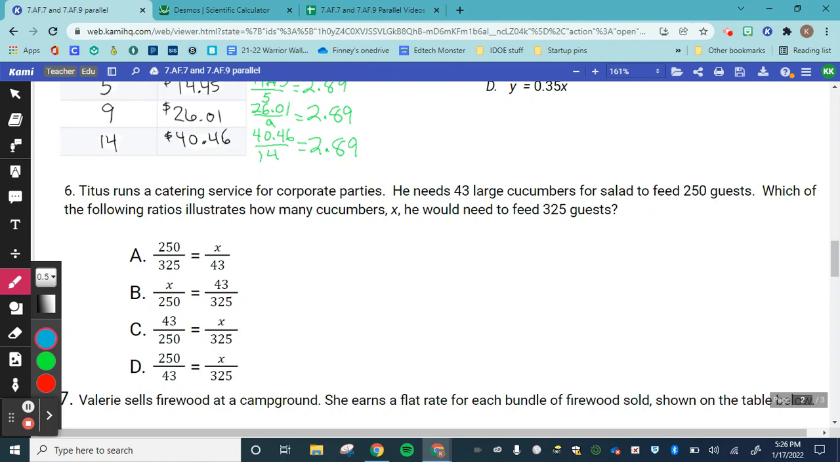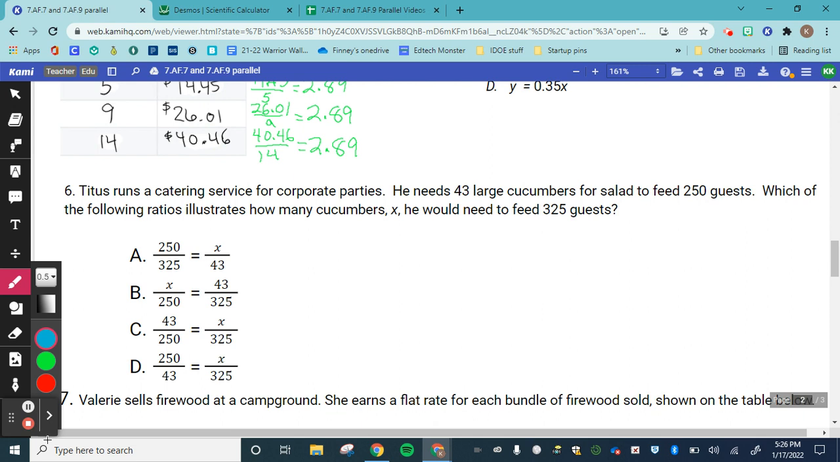Question 6. Titus runs a catering service for corporate parties. He needs 43 large cucumbers for salad to feed 250 guests. Which of the following ratios illustrates how many cucumbers X he would need to feed 325 guests?